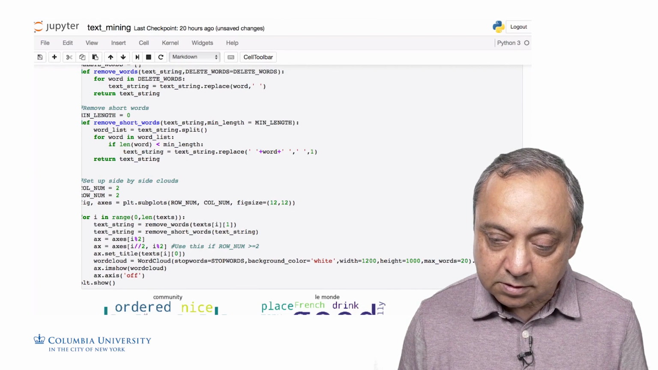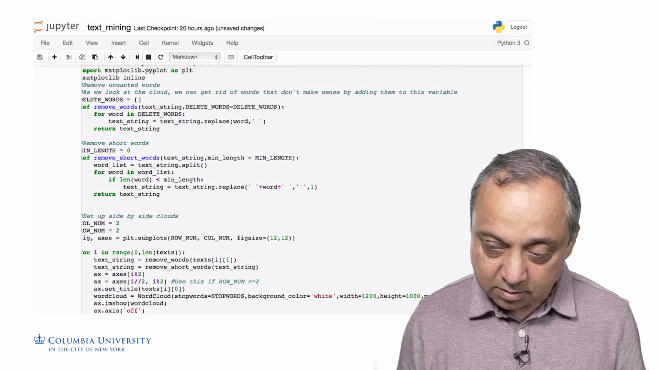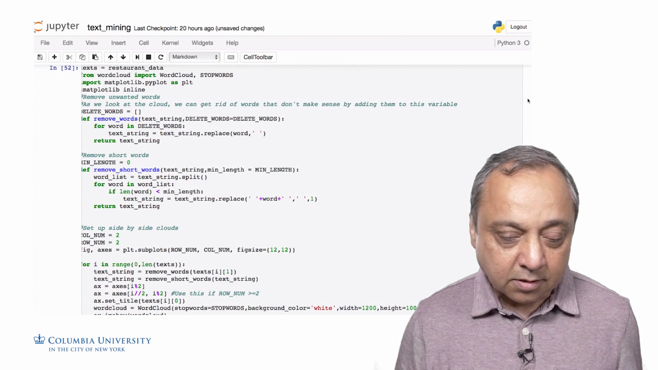Oh goodness, this thing is not moving very well, is it?